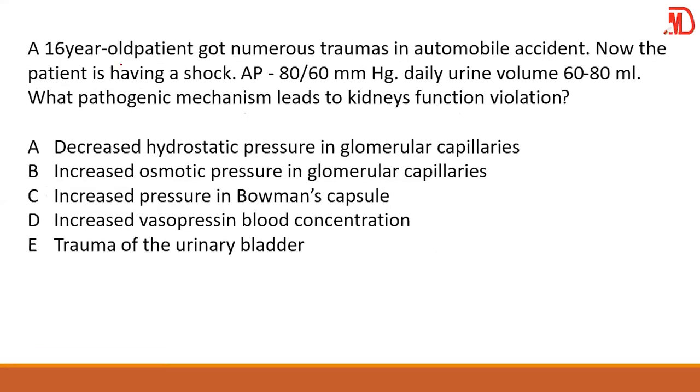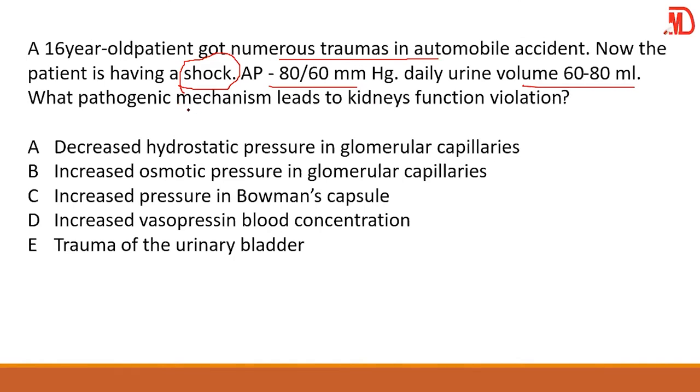Great. A 16-year-old patient got numerous traumas. Now he's having a shock. Shock means low BP, and look at it, 80-60. That means there's too much volume of blood lost from the accident or from the trauma. Now urine level is 60-80. That is oliguria. That is too low. At least you must get to 1,000 mils or 1 liter a day.